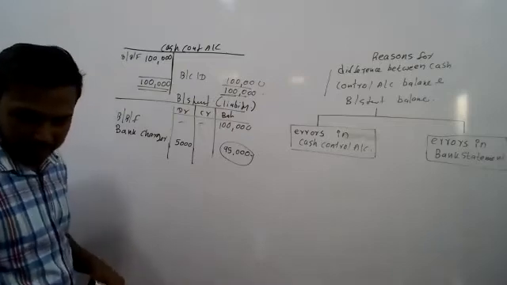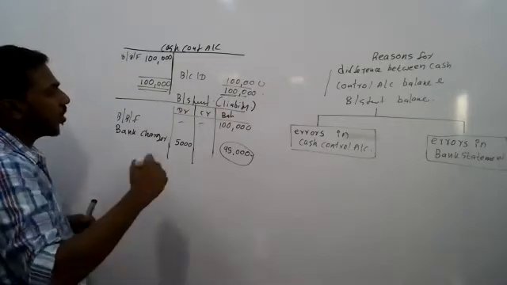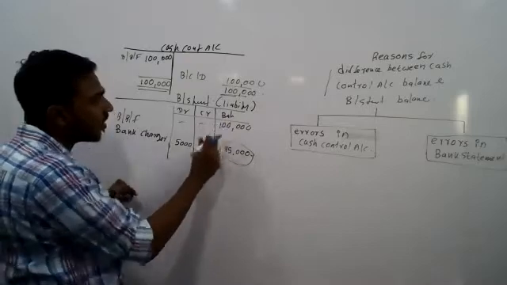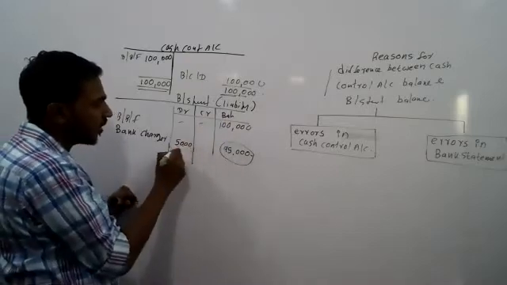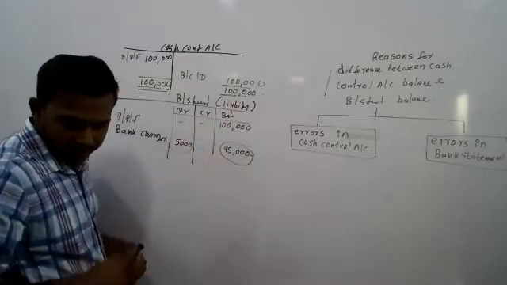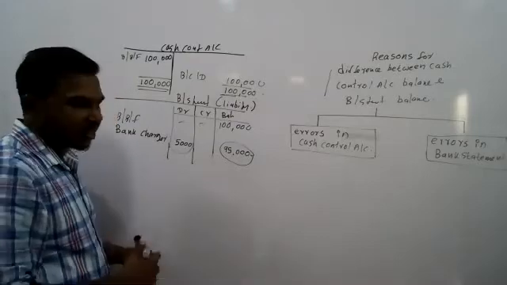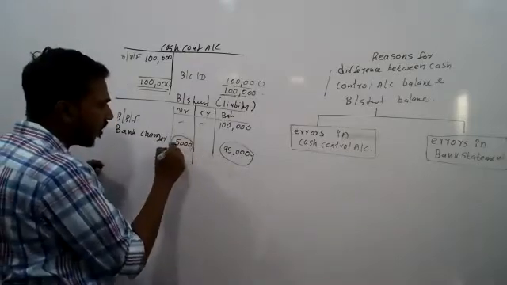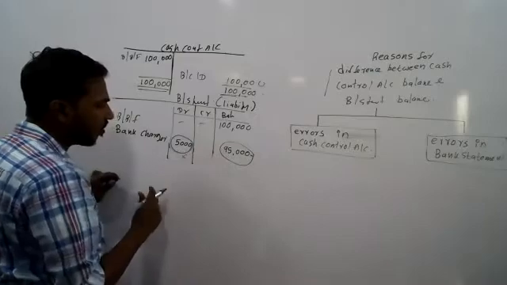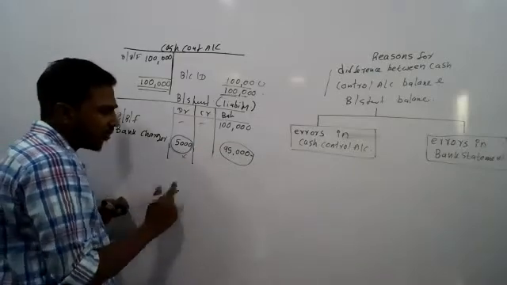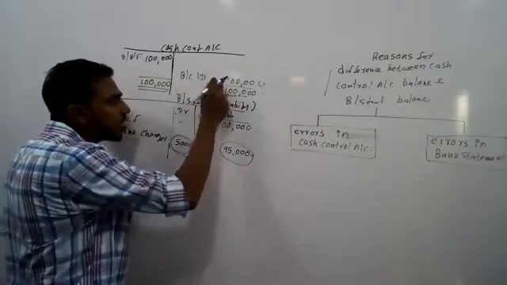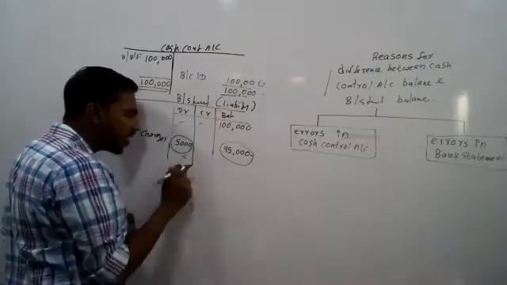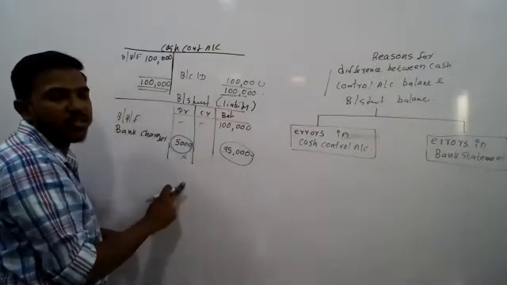Clear? Now see, what is the reason for this difference? This 5,000 is the difference between these two. This is 100,000, this is 95,000. The difference is 5,000.